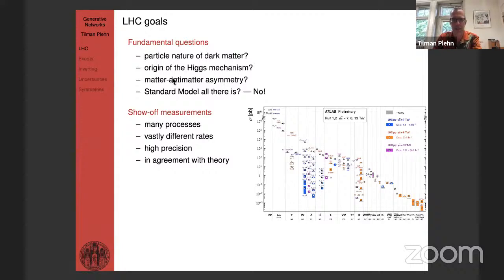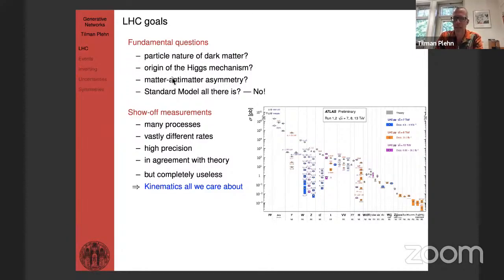So let's just remember the LHC goals, which I don't have to say at this conference: we're asking fundamental questions about physics, and that includes new physics beyond the standard model. And that has to be there, and we know that because dark matter is just not part of the standard model. On the experimental side, what experimentalists show us are these beautiful pictures of precision measurements of all kinds of processes, like tops, gauge bosons, jets, with vastly different rates, high precision, and super excellent agreement with theory. My only problem is that these measurements are utterly and totally useless.